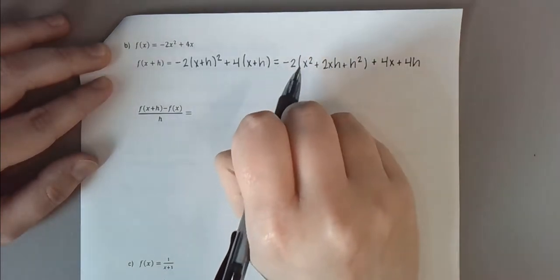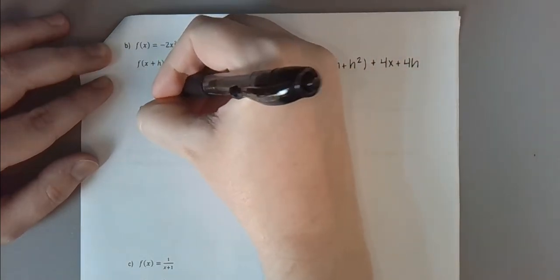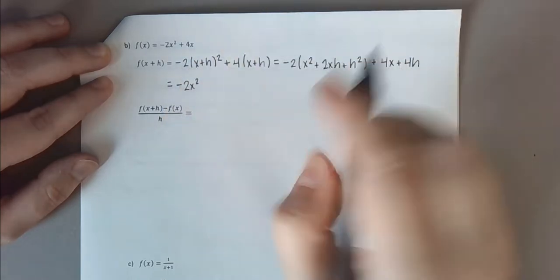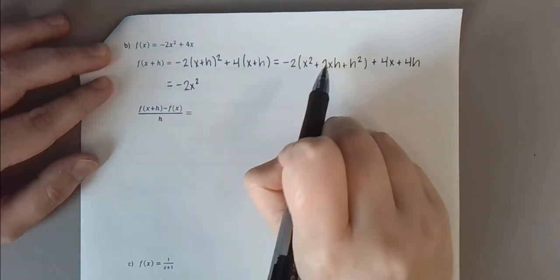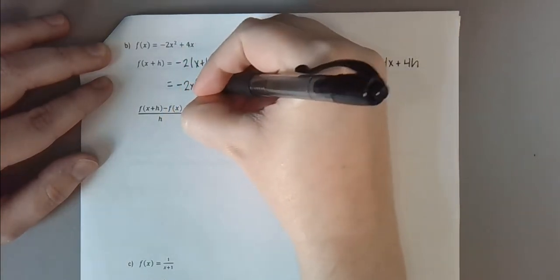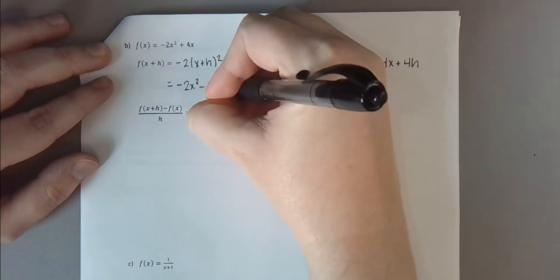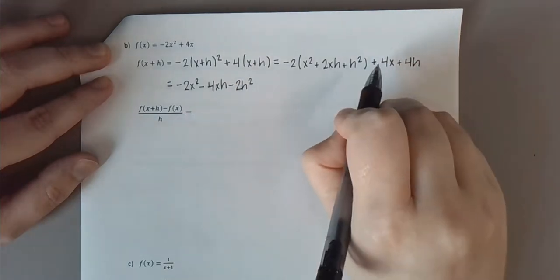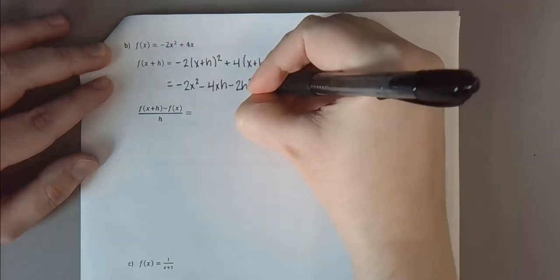And then finally we need to distribute that negative 2. So we have negative 2x squared. Be careful, you have a 2 here, so negative 2 times 2 is going to be negative 4. So negative 4xh minus 2h squared, and then plus 4x plus 4h.